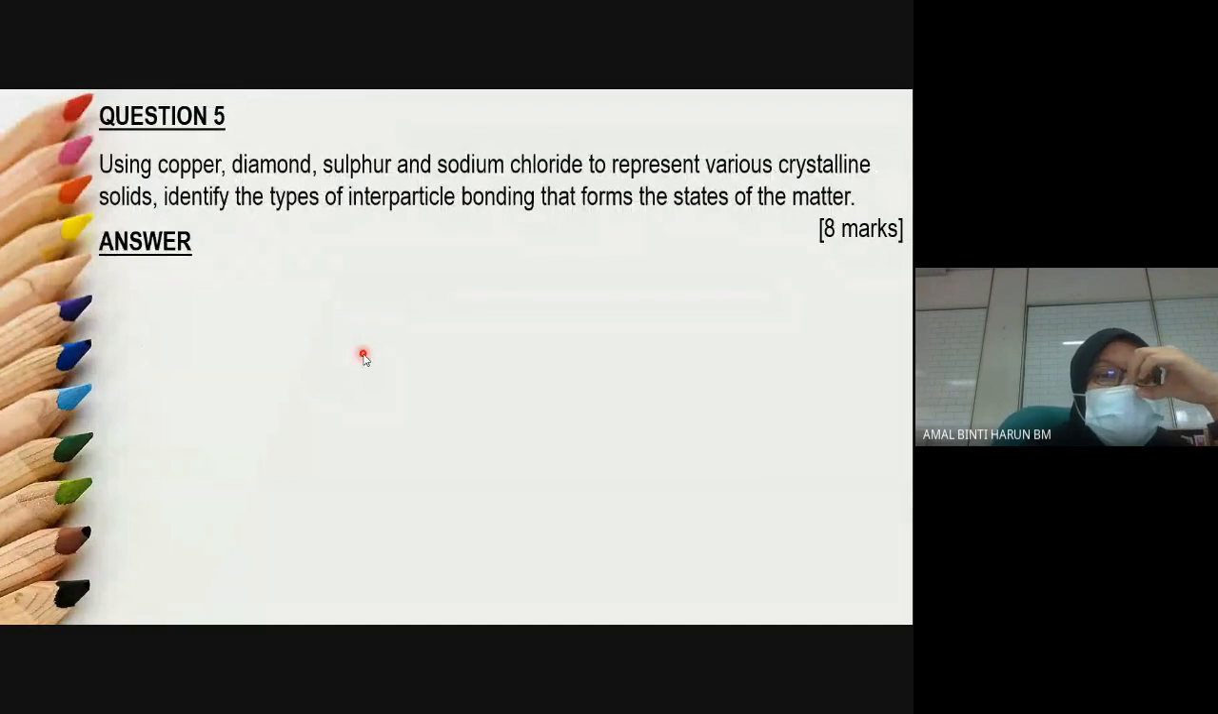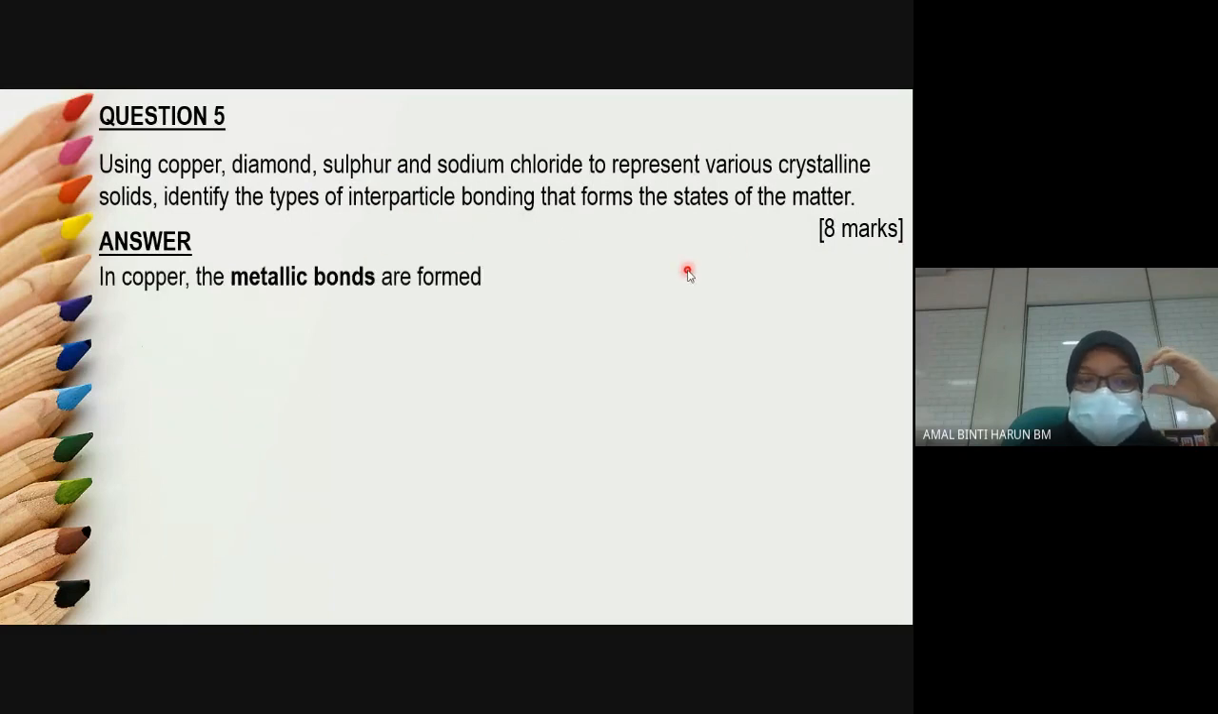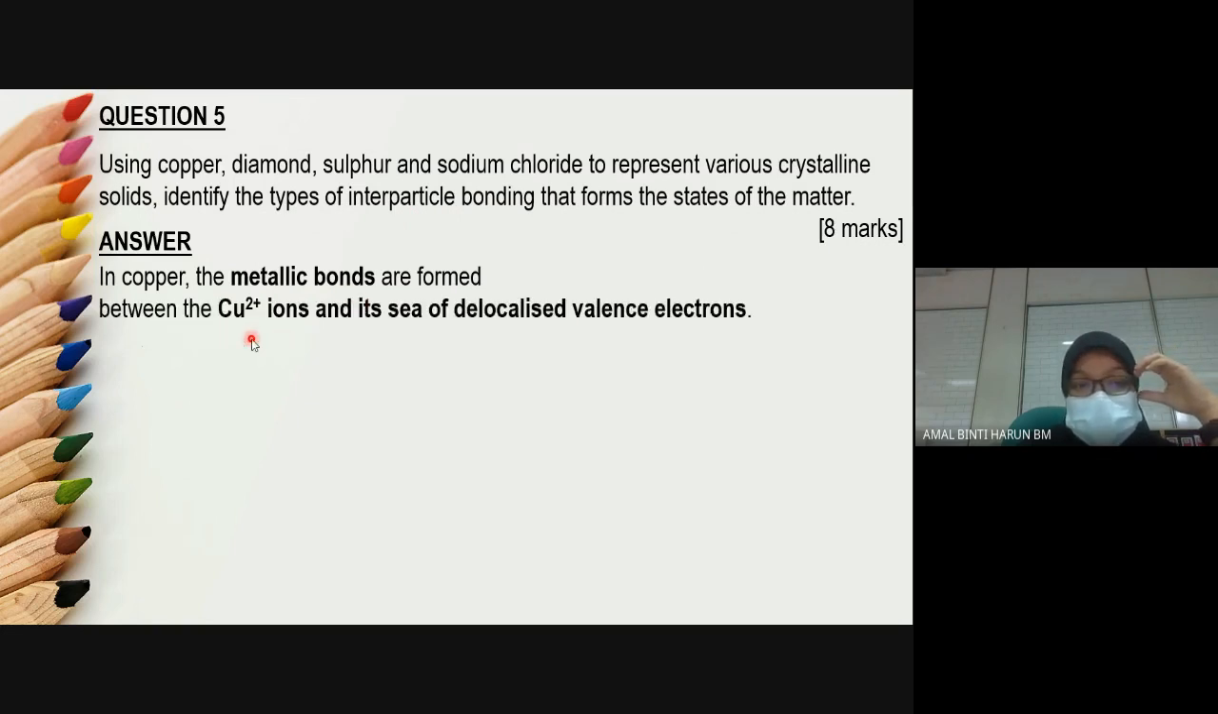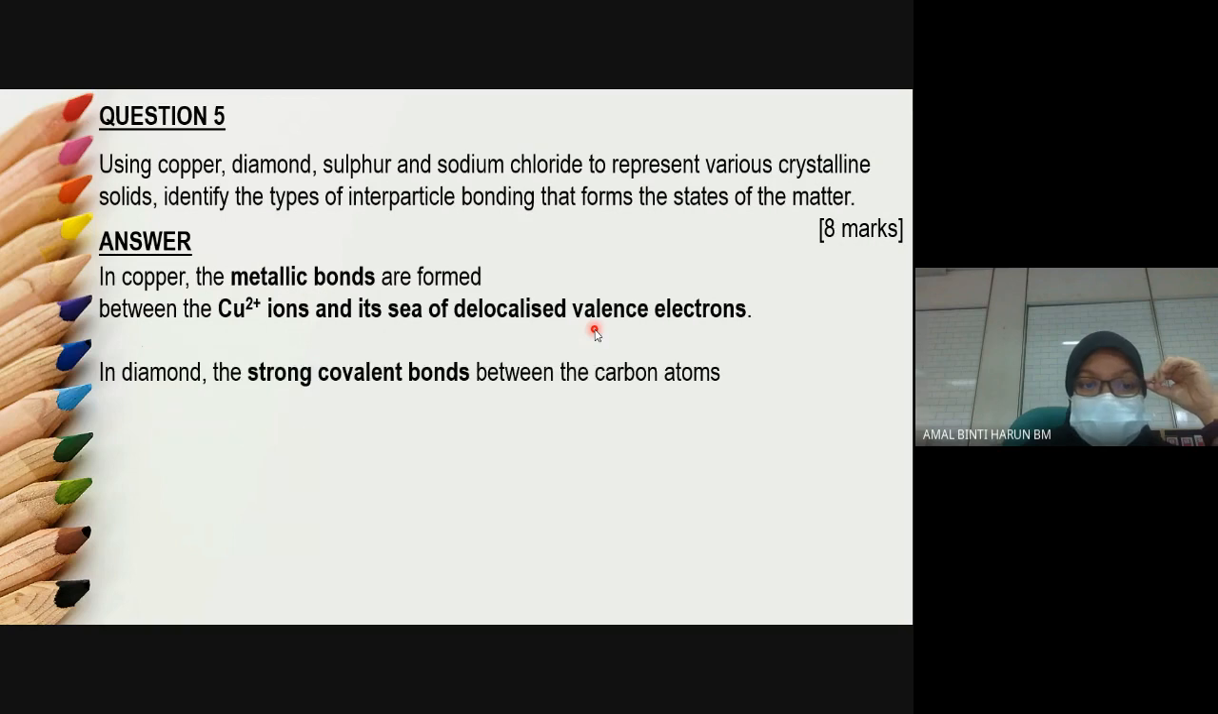Okay. Next, using copper, diamond, sulfur and sodium chloride, identify the tight interparticle bonding that forms the states of matter. For copper, it is a metallic bond, so we relate it to the sea of delocalized valence electrons. For diamond, it is a strong covalent bond, and they form a giant covalent solid.